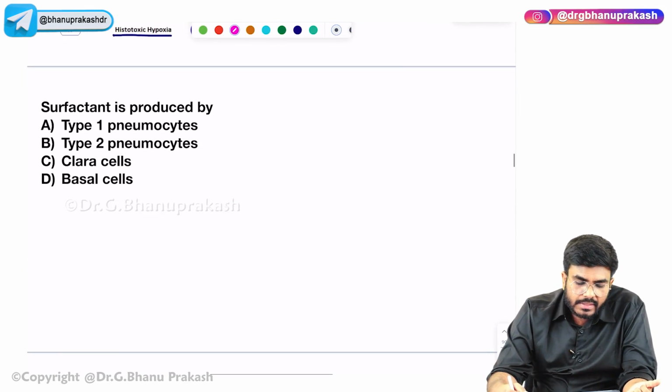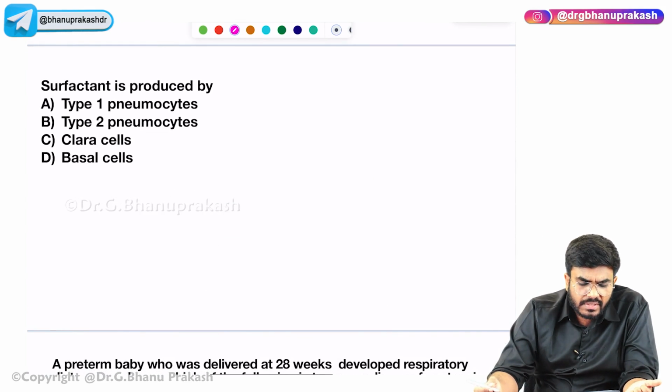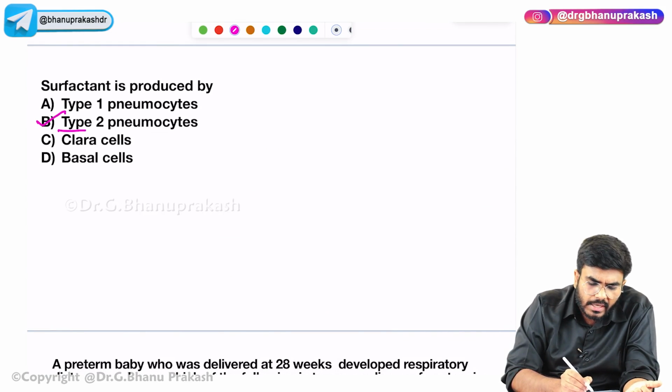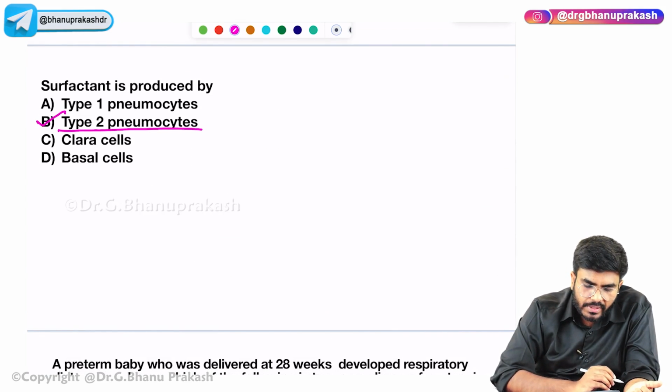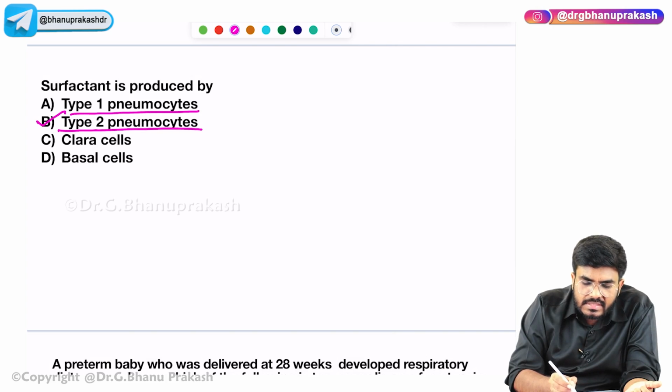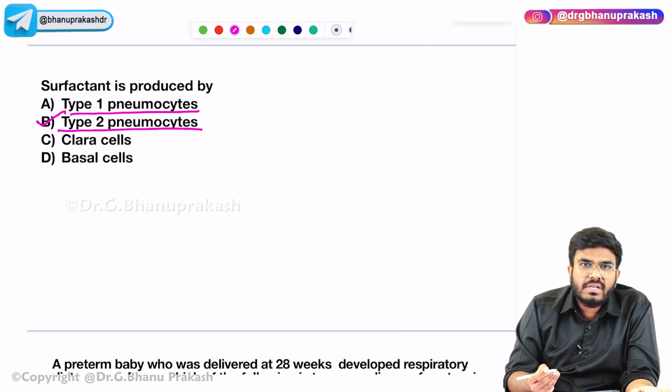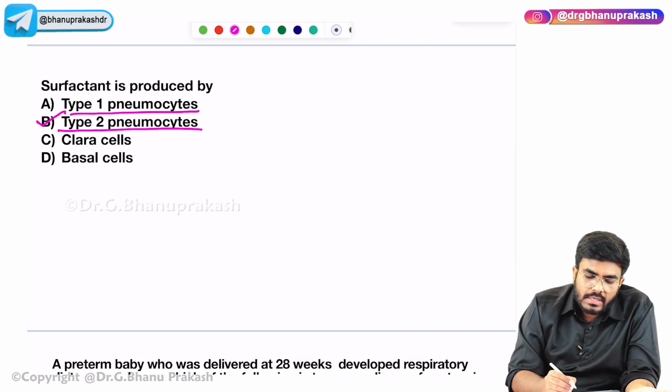Next, surfactant is produced by, a direct single-line question, type 2 pneumocytes. Type 1 cells are the major cells lining the alveolus. Through the type 1 cells there is diffusion of gases.